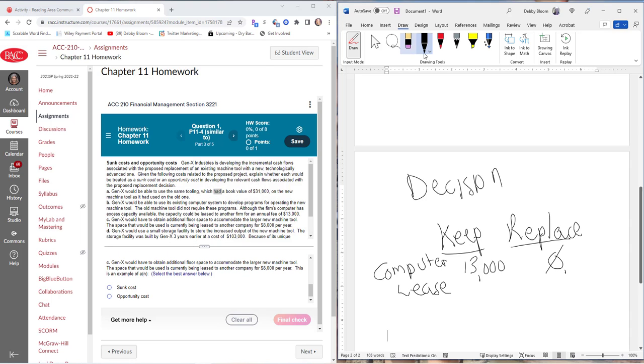Let's now move on to C, and then we'll move on to D, and then we'll move on in the next video to a little bit more complicated problem. So we have our Part C. In Part C, Gen X would have to obtain additional floor space to accommodate the larger new machine tool. The space that would be used is currently being leased to another company for $8,000 per year. So we have that floor space.